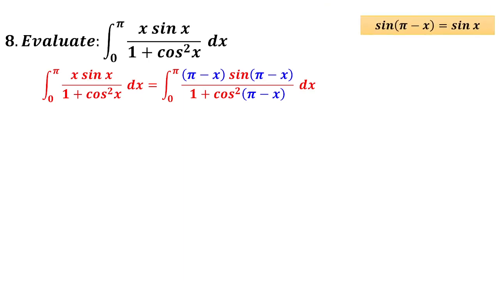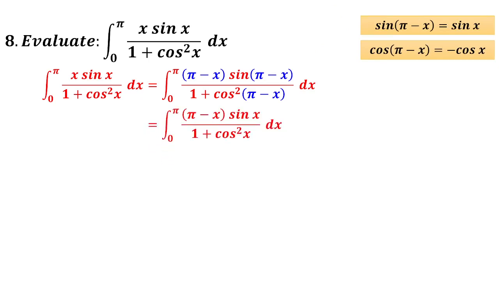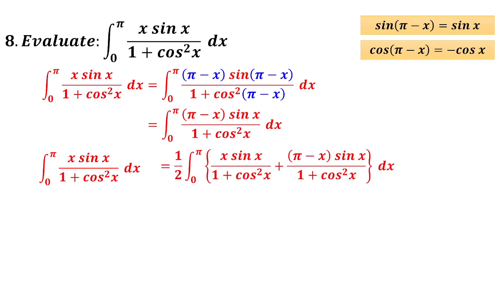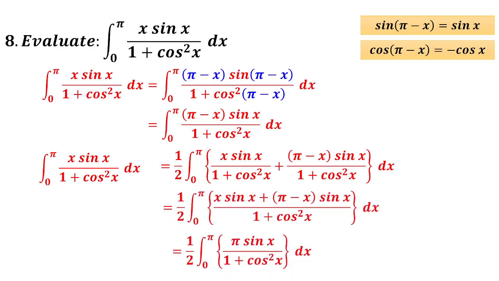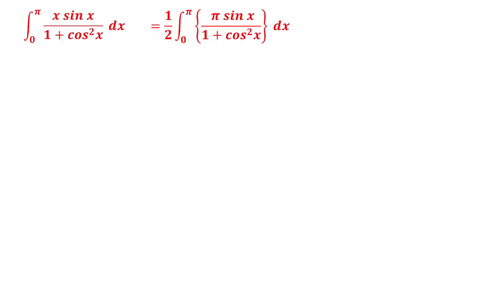Sin of pi minus x is sin x and cos of pi minus x is minus cos x. The denominator is not changing, check it out. After replacing x by pi minus x also, the denominator is the same. What you have to do now? Take half into the sum of the integrands. Pi minus x sin x by 1 plus cos square x should be added with that. Take the LCM. In the numerator, x sin x will get cancelled. You are getting it like this.